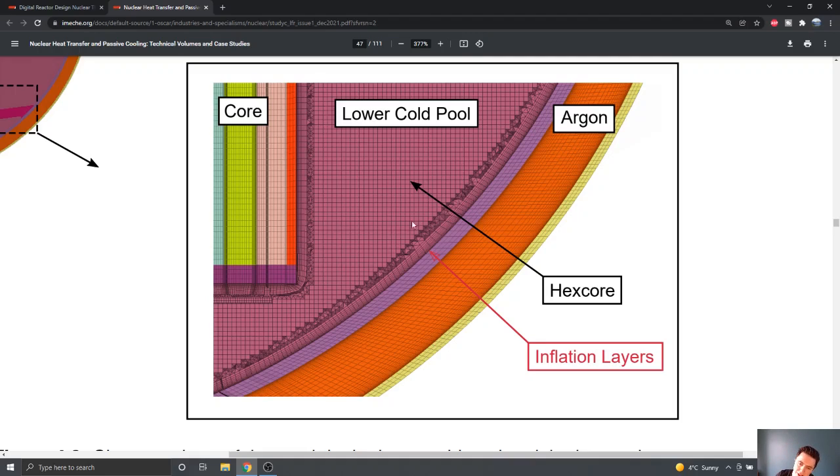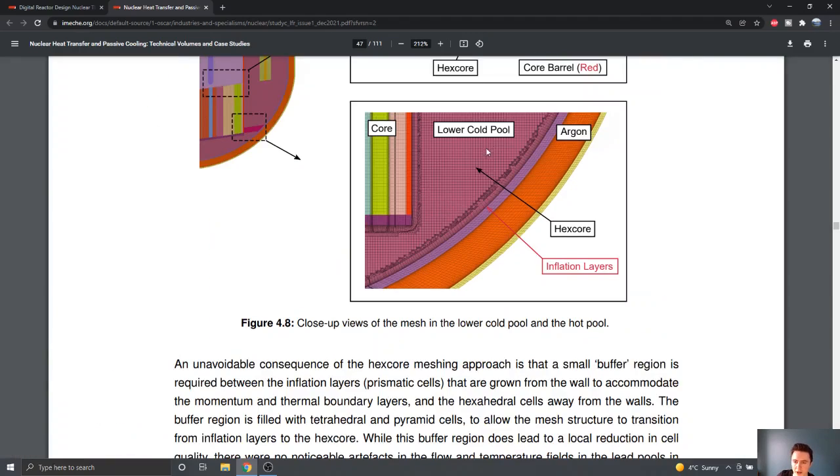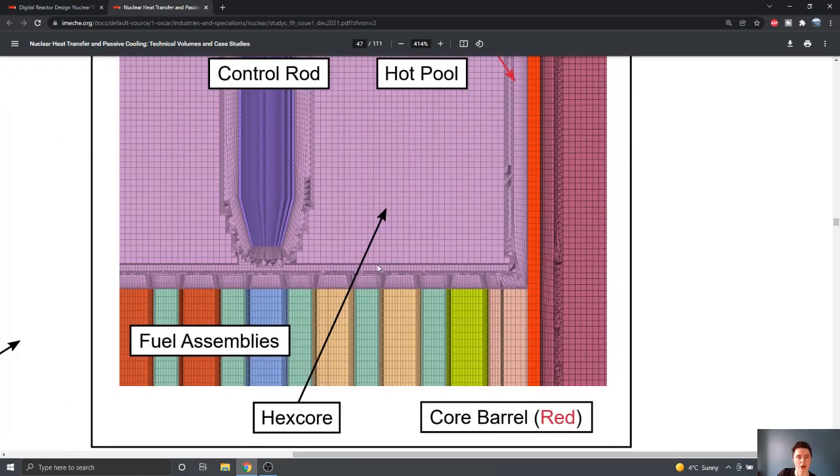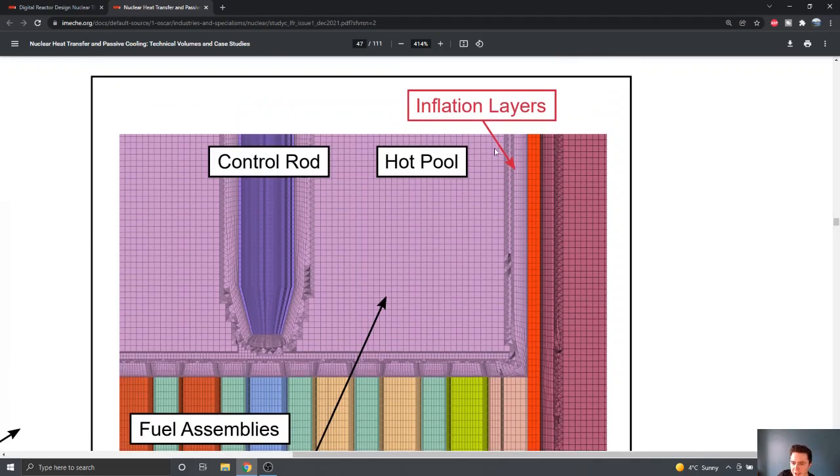And of course, this transition region between the inflation layers and the hex core, you can never avoid that. You always have to have that. But we'll look at the solution a bit later and see that this doesn't appear to have any effect on the flow solution. It's got quite a complex mesh structure in there, and an even more complex mesh structure out the top of the core as well, where we've got the fuel assemblies, and once again, we've got the same hex core approach. We've got these perfect cube cells in the hot pool, and we've got the inflation layers again running down the outside of this containment shell that contains the hot pool.